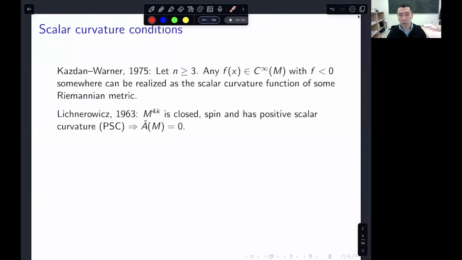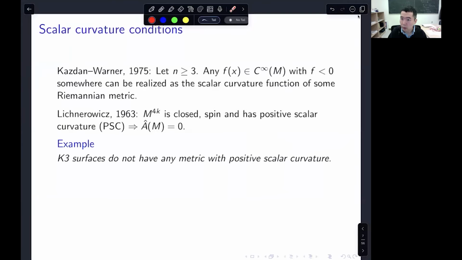Particularly, it applies to closed spin manifolds of 4k dimensions, and if there's a positive scalar curvature metric, then the A-hat genus, which is a differential invariant of the manifold, has to vanish. This rules out a lot of interesting, previously unknown cases, for instance K3 surfaces. K3 do admit scalar flat or even Ricci flat metrics, but its A-hat genus is non-zero, and particularly it doesn't admit any metric with positive scalar curvature.